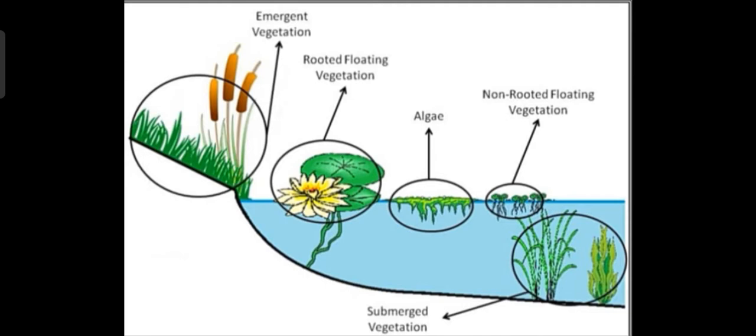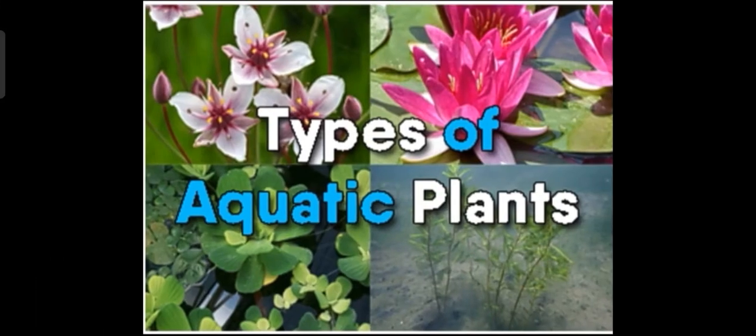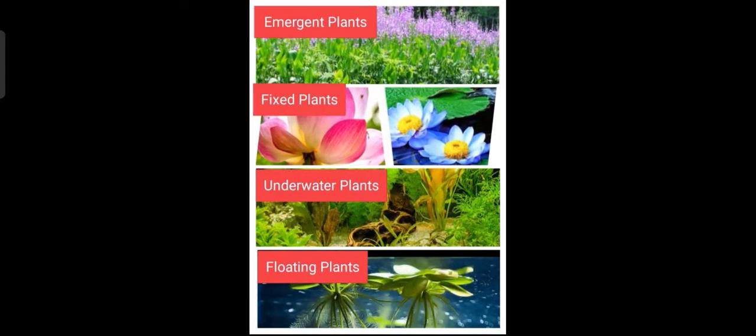Let's discuss them. First of all, look at these types of aquatic plants. On the basis of their situation, we can divide aquatic plants into four types: emergent plants, fixed plants, underwater plants and floating plants.